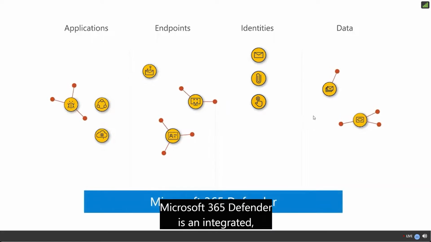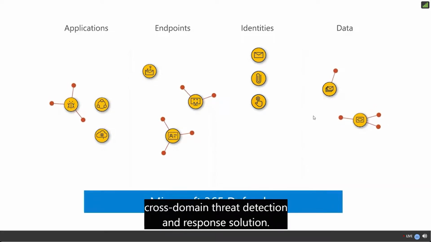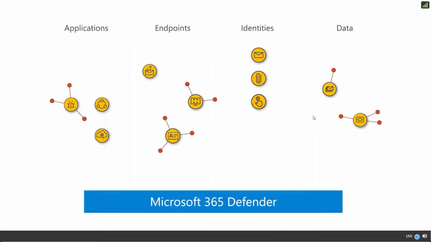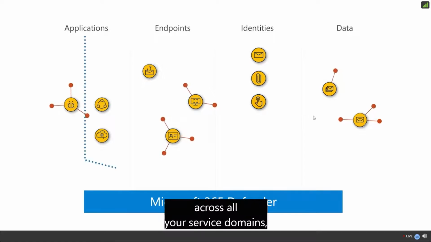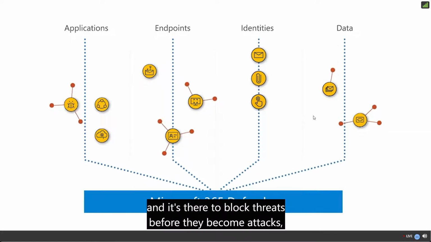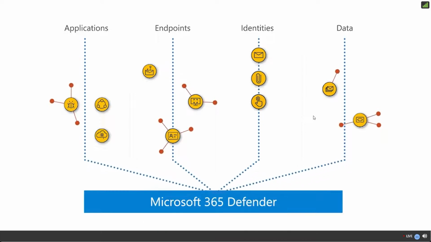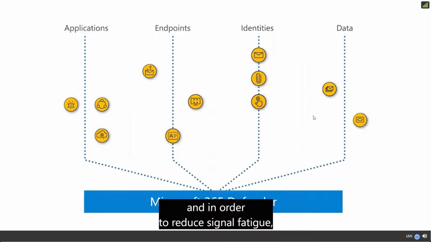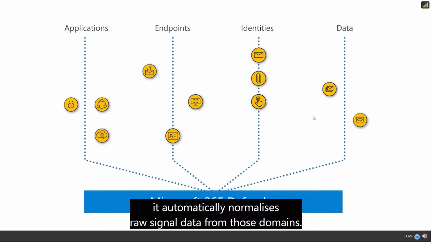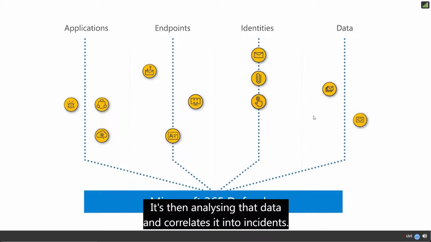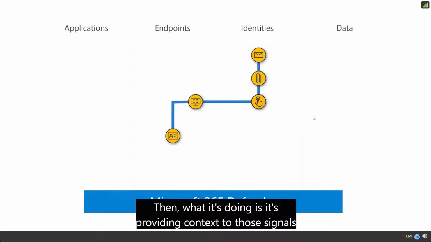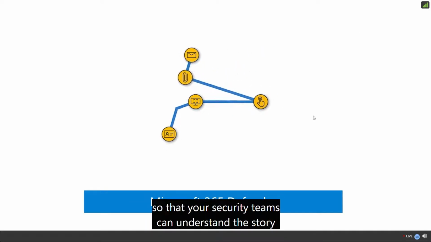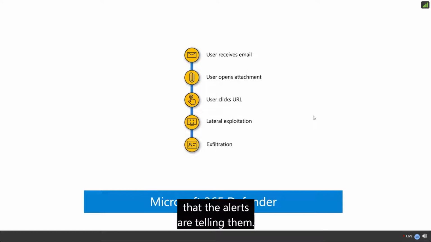Microsoft 365 Defender is an integrated cross-domain threat detection and response solution. It provides coordinated and automatic defense across all your service domains, and it's there to block threats before they become attacks. And in order to reduce signal fatigue, it automatically normalizes raw signal data from those domains. It's then analyzing that data and correlating it into incidents. Then what it's doing is providing context to those signals so that your security teams can understand the story that the alerts are telling them.